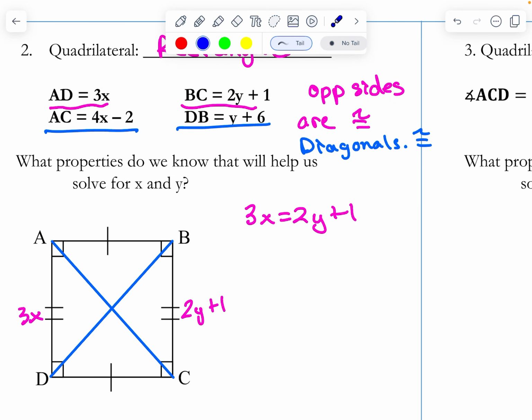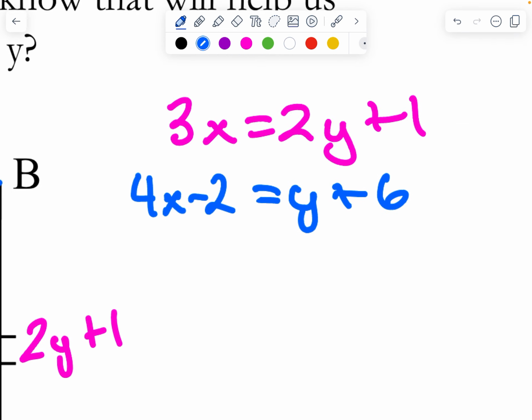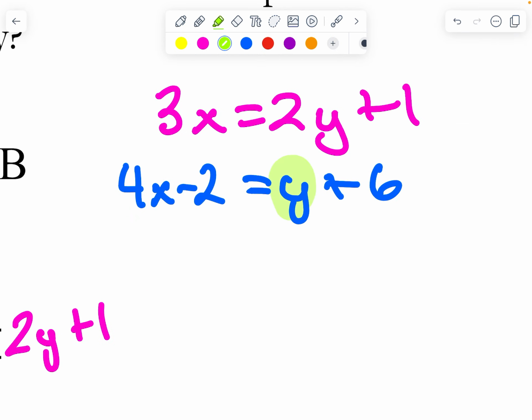It's because I'm using a highlighter. 4x minus 2 is equal to y plus 6. And now, because I do have a y right here all by its lonesome, I'm going to go ahead and use substitution. You guys can use elimination.